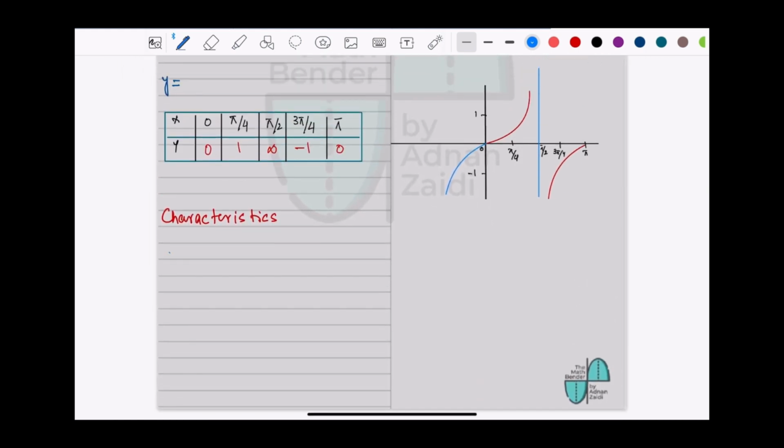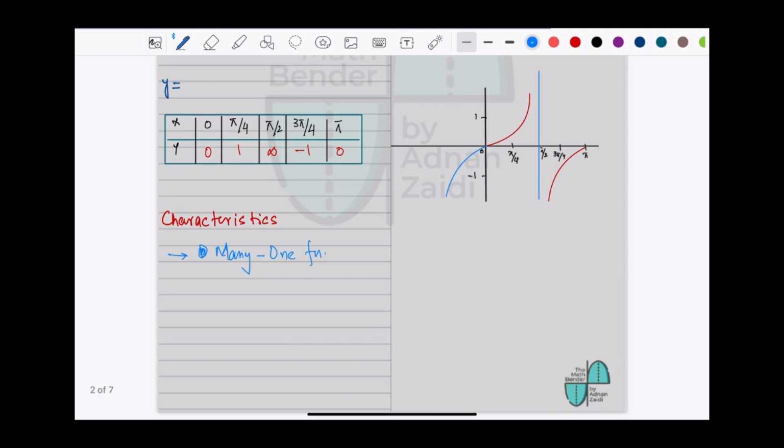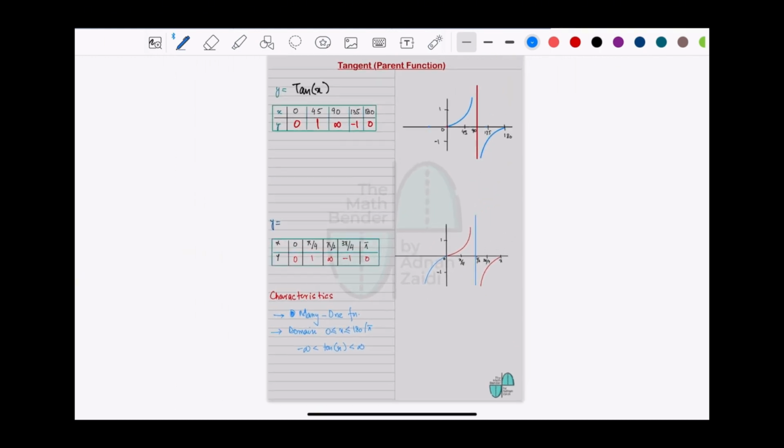A characteristic of this function is that by default it's a many-to-one function. The domain is not restricted: 0 is less than or equal to x, which is less than or equal to 180 or pi. The range is negative infinity less than tan x less than infinity, because as you can see, the function reaches infinity at 90 degrees.